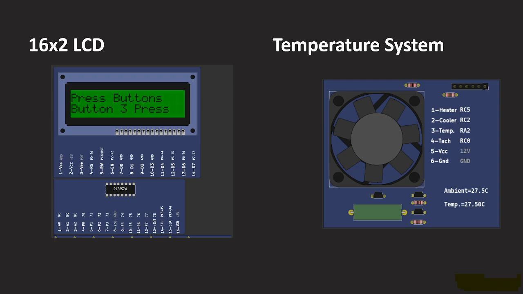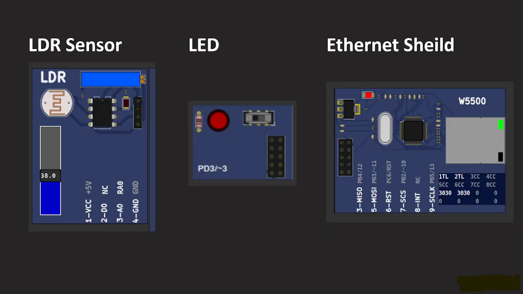This is the temperature system. It looks like this. There are heater pin and cooler pin, temperature tag, VCC and ground. By this temperature system, we can collect how much temperature is there and it is displayed on the CLCD board.